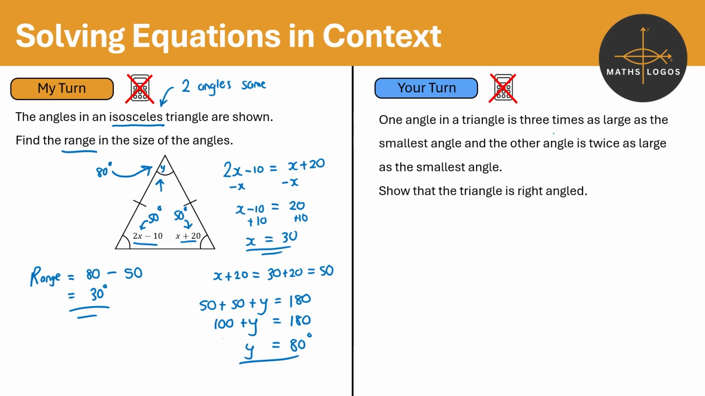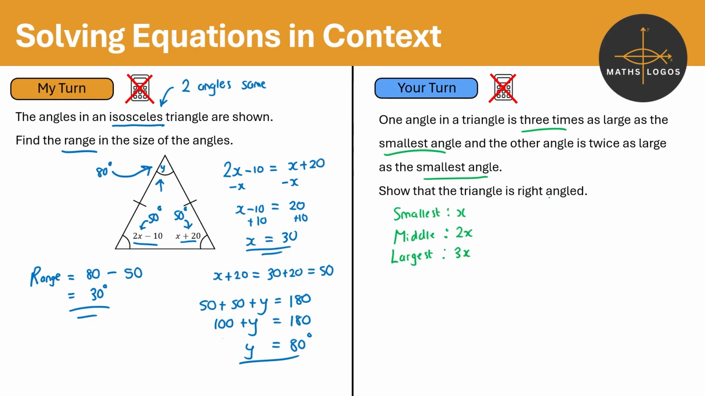It says one angle in a triangle is 3 times as large as the smallest angle, and the other angle is twice as large as the smallest angle. Let's let the smallest angle be x. Then we've got this middle angle, so we'll come back to that in a second, and then the largest. The one angle is 3 times as large as the smallest, so that would be the largest one, 3x. And the other angle is twice as large as the smallest, so that would be 2x. So those are my angles.